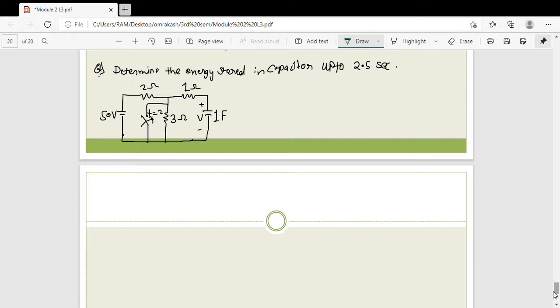Now the second question is that you need to determine the energy stored in the capacitor up to 2.5 seconds. Now see, this is important. Here you need to calculate the energy stored by that capacitor up to 2.5 seconds. Till now, we saw the switching operation happen at t equal to 0. But in this circuit, the switching operation is conducted at t equal to 2 seconds. Keep this in your mind.